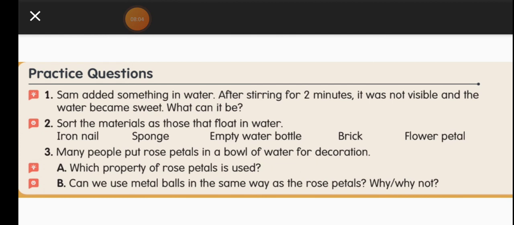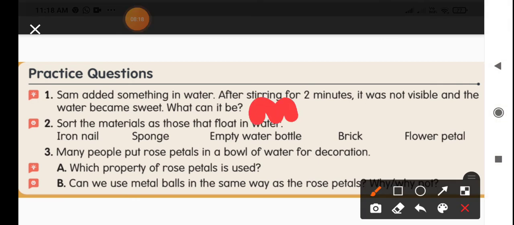Sam added something in water. After stirring for 2 minutes, it was not visible and the water became sweet. What can it be? Sugar, because the sugar mixed in the water, because of the mixing property it cannot be seen. That's what you can write. Sort the materials as those that float in water. This you know very well. You can sort them which can float. That means above the water which items can be seen. You just pick them up and write in your notebook.